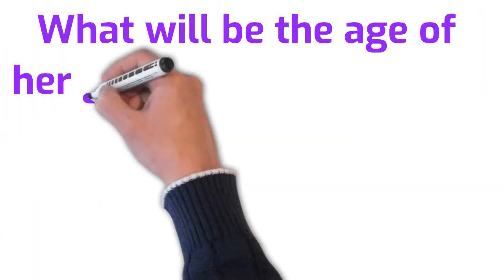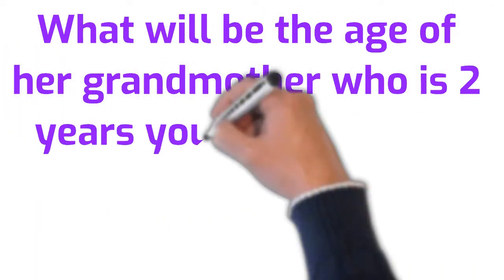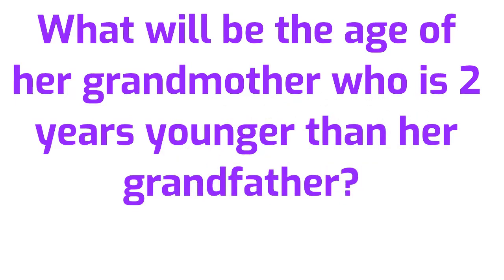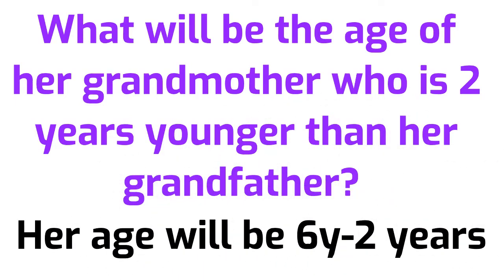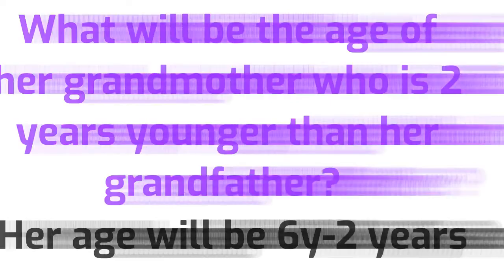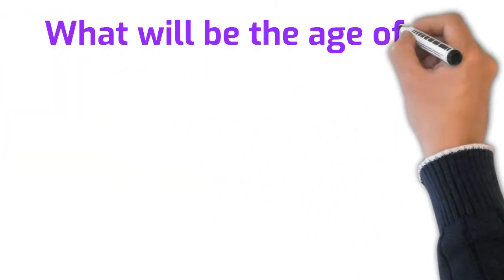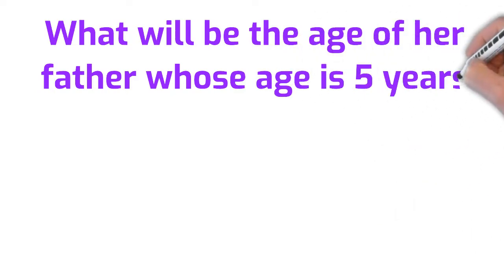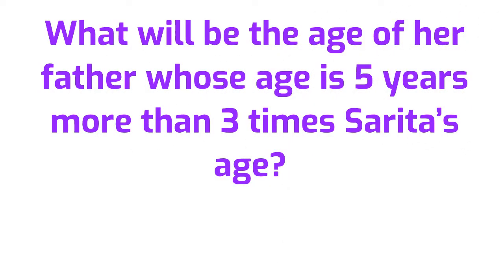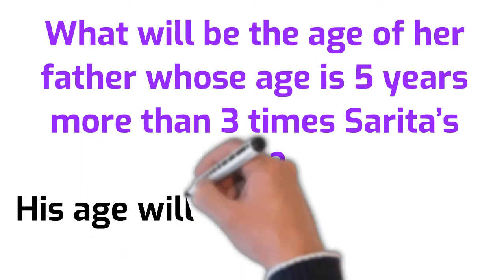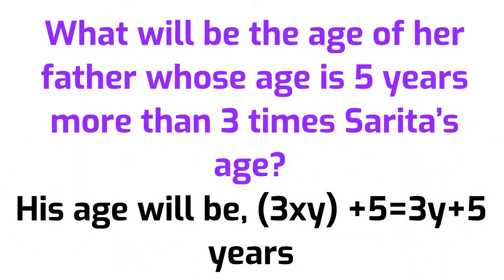What will be the age of her grandmother who is 2 years younger than her grandfather? Her age will be 6y minus 2 years. What will be the age of her father whose age is 5 years more than 3 times Sarita's age? His age will be 3 into y plus 5, that is equal to 3y plus 5 years.